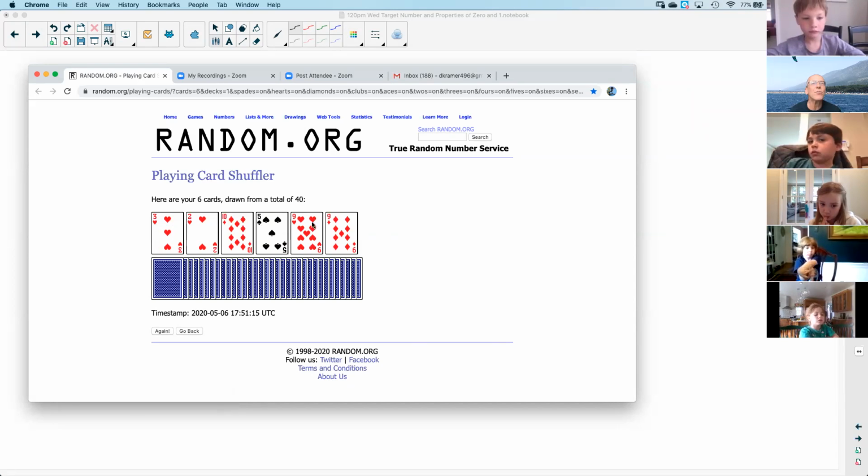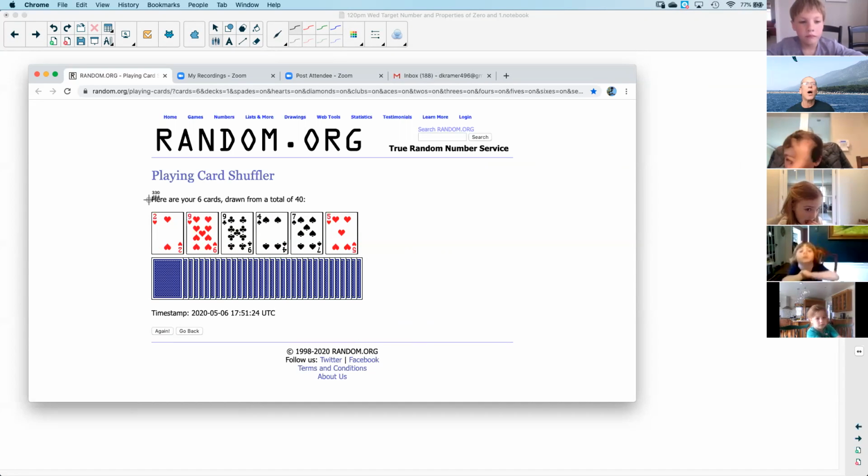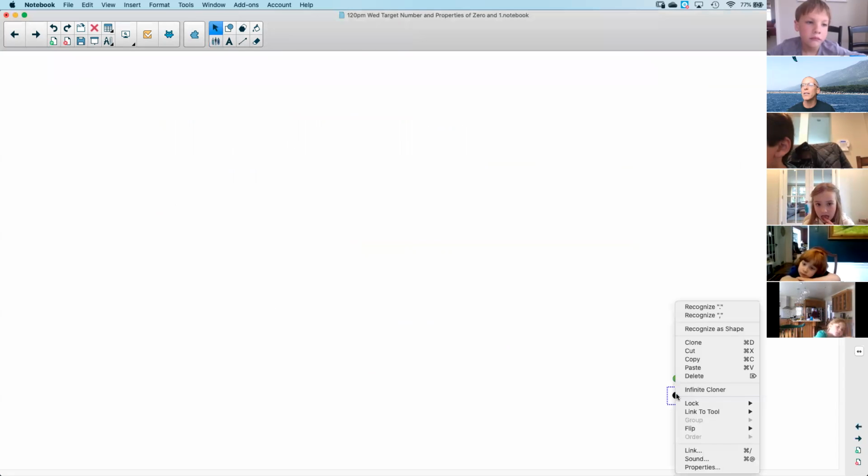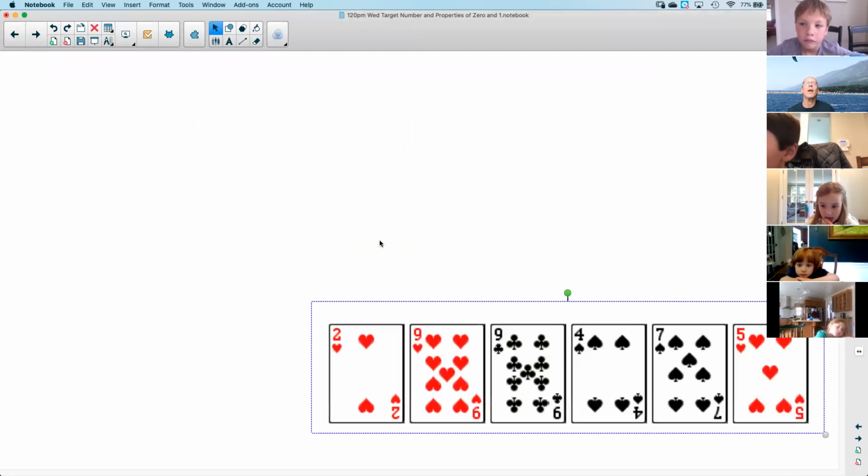Now let's try this. I'm gonna go again and shuffle the cards. So here's what I got. I just got a 2, a 9, a 9, a 4, a 7, and a 5. Now we're gonna put that into our file. And here we go. Let's see if I can get this. And yes, here we go.